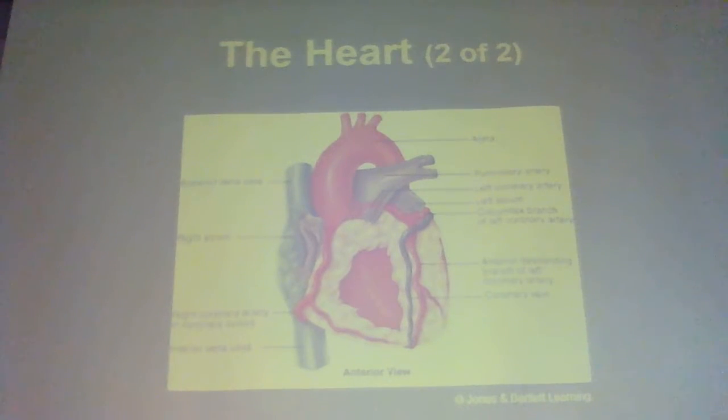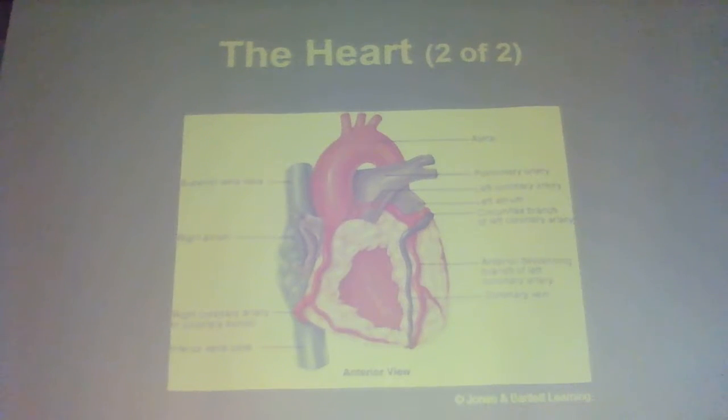Then where does it go? Pulmonary valve into the pulmonary arteries. And as you go up the pulmonary artery and you go left and right with the arrows, then it branches off into two different pulmonary arteries, right? And both of those go to the lungs. Everybody following?